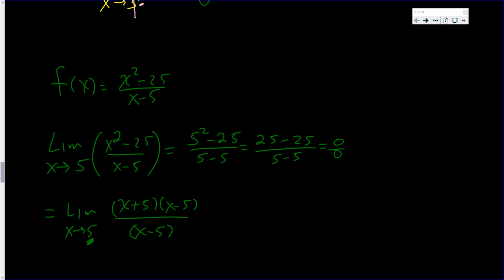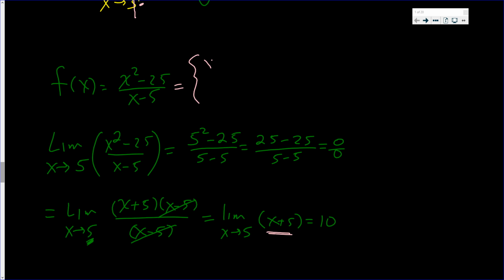Since x will never be 5, I can cancel this out. And what I get is this. And this happens to be 10. Now, what did we really discover? We discovered that this here is a piecewise function.